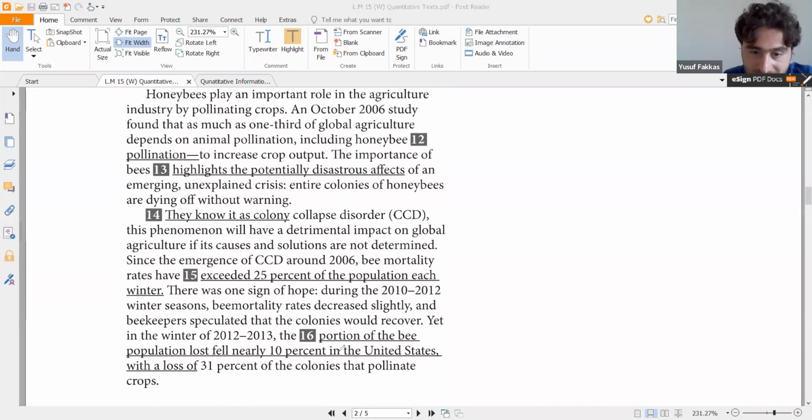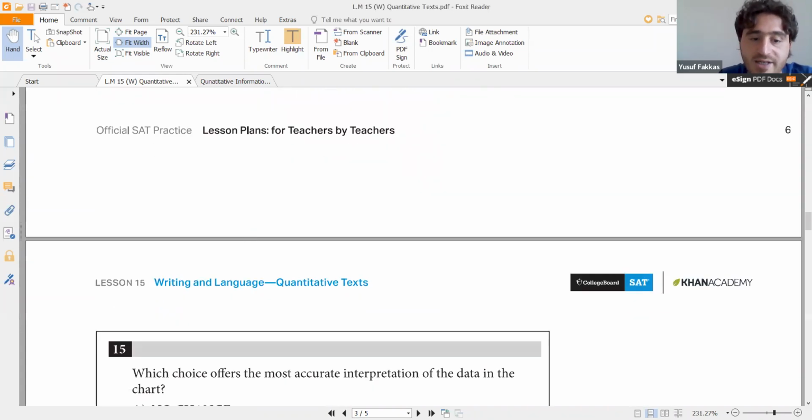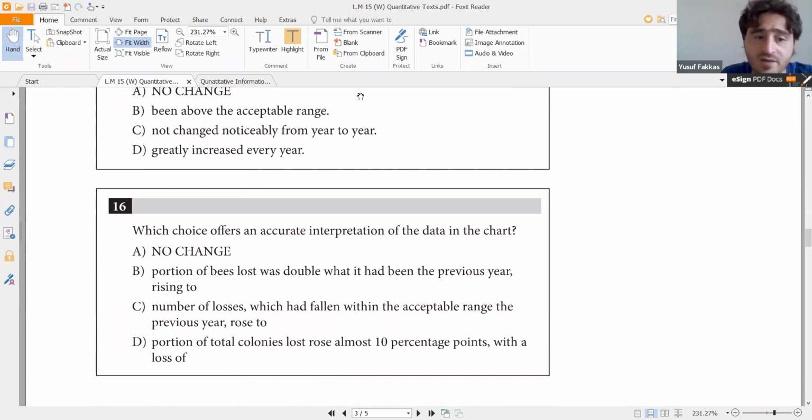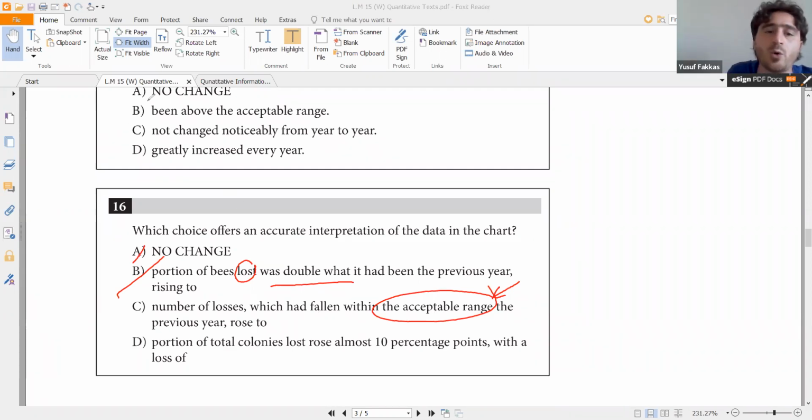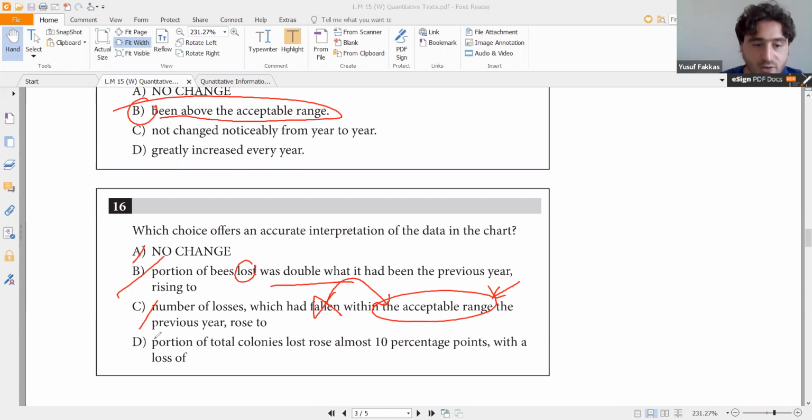And here they completed the sentence. They said 31% of the colonies that pollinate crops. So they mentioned 31, right? First of all, can I say that the portion of the bees lost was double what it had been the previous year? No, it's not double. Number of losses which had fallen within the acceptable range, we know that there is no rate that fell within the acceptable range. We answered the previous question and we said they have all been above the acceptable range. So none of these rates fell within the acceptable range. So C is wrong. So what is the answer?